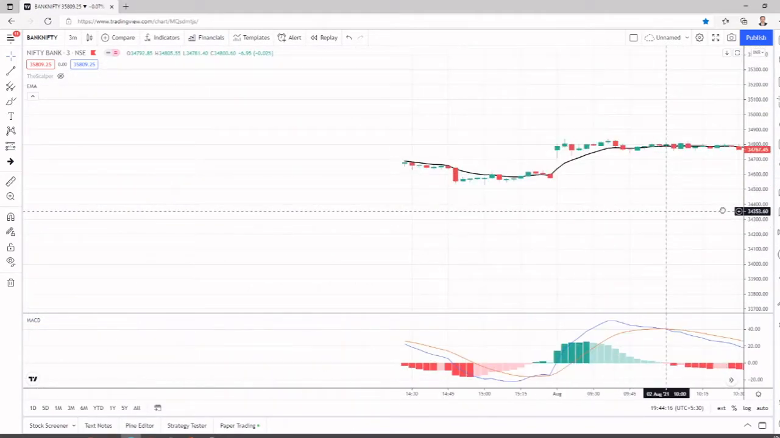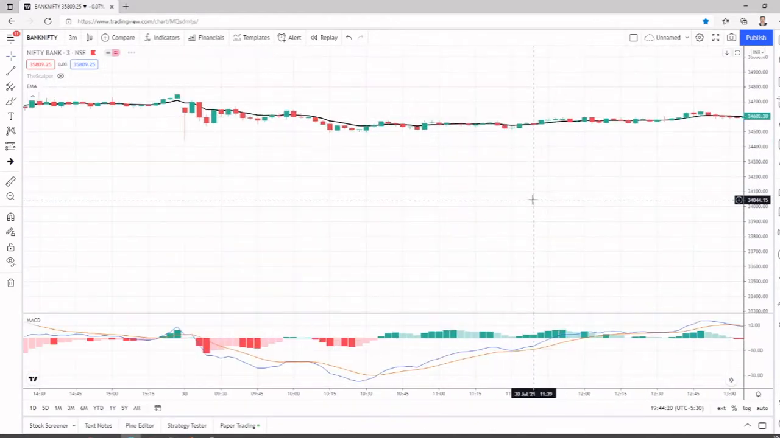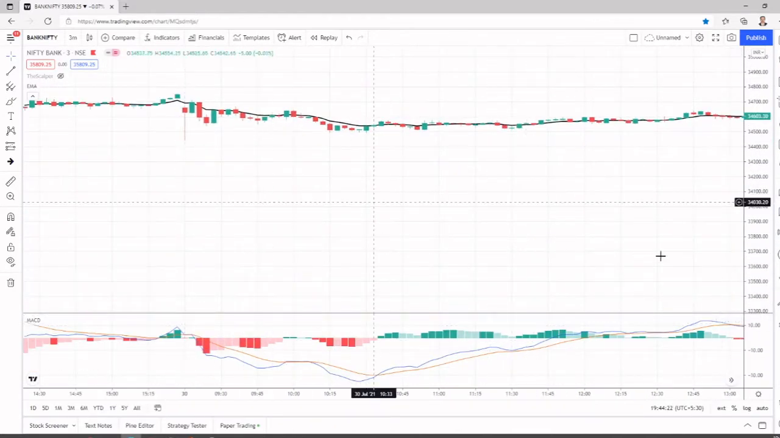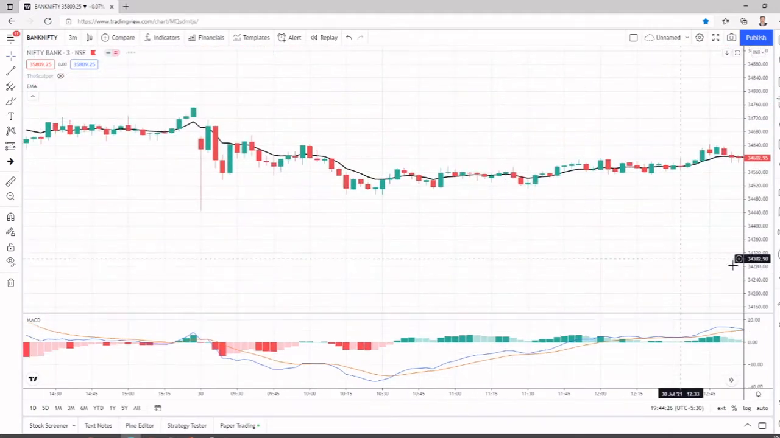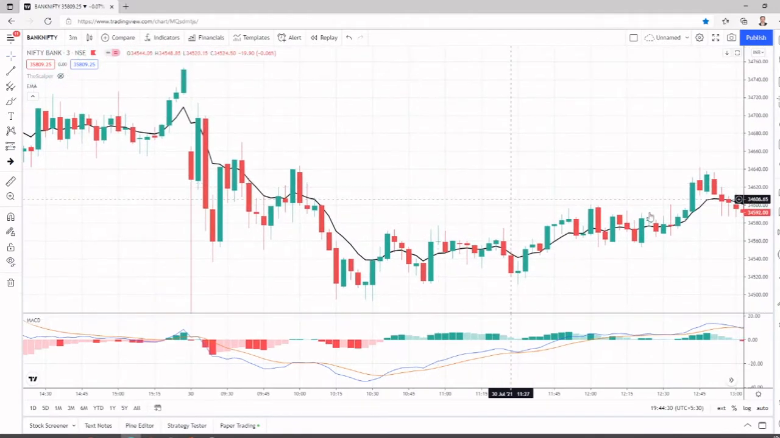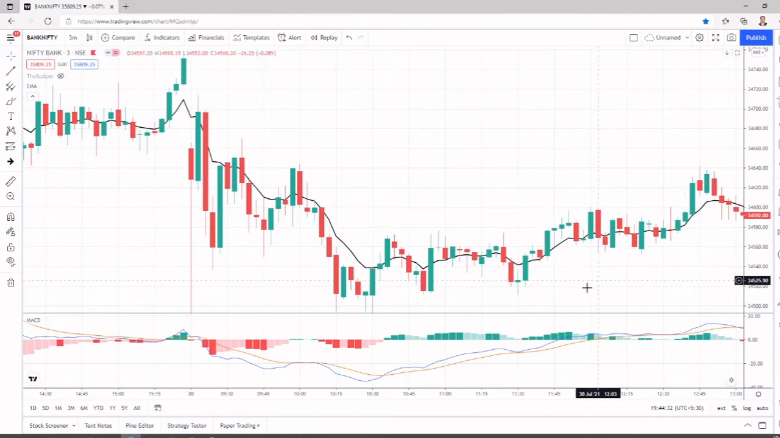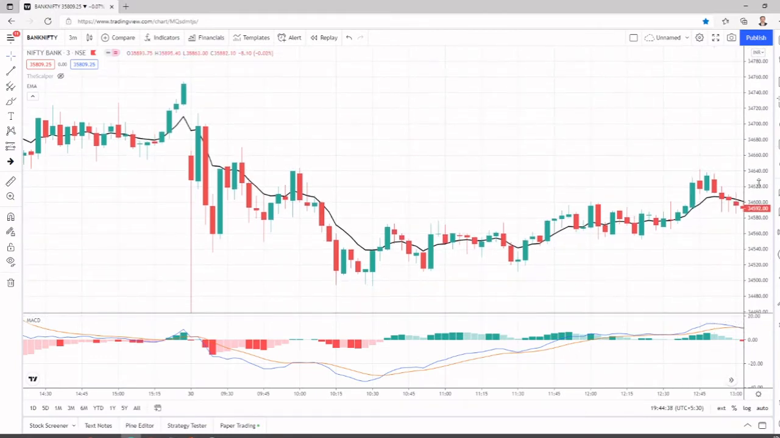We will go randomly one day and we'll see how it was. Okay, now I drag till 30th of July. So we'll see on the 30th of July how this strategy works and will it give profit or loss. If it's giving loss, how many times? If it's giving profit, how many times? We remember this is the scalping strategy. This is not positional. You do not have to hold.